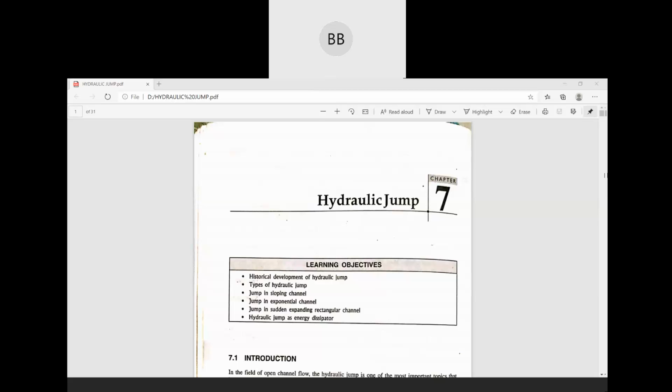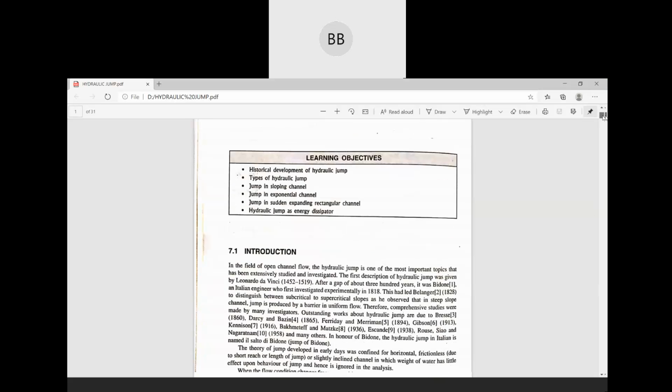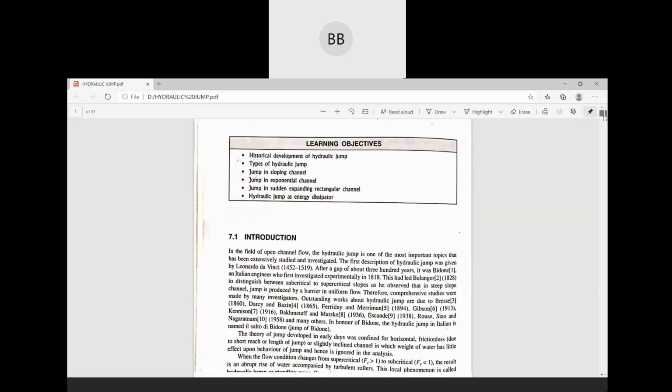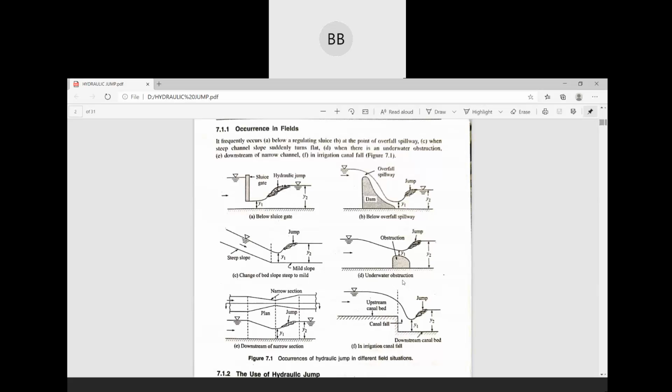Okay, so I think we have completed our gradually varied flow chapter. Today we will start a new chapter called rapidly varied flow, or hydraulic jump. What rapidly varied flow and hydraulic jump are, we have already discussed in the last class. So today the first topic we are going to discuss is some examples of hydraulic jump, or you can say its occurrence in field conditions.